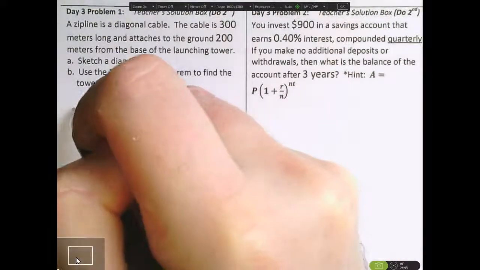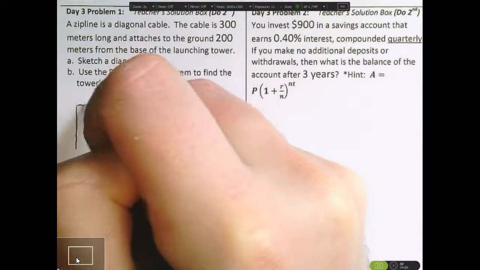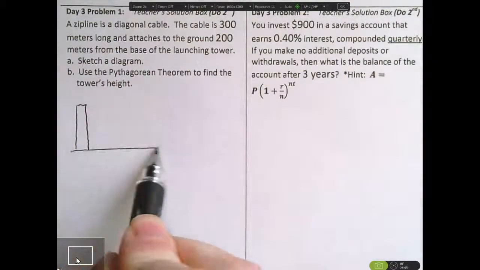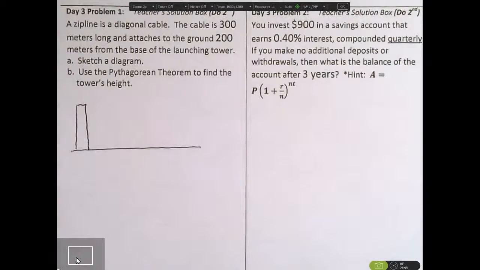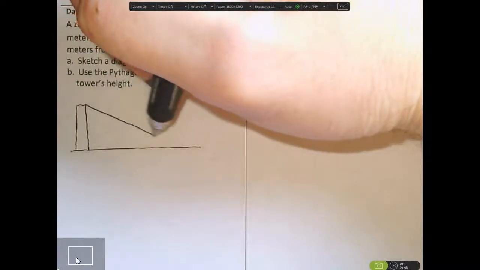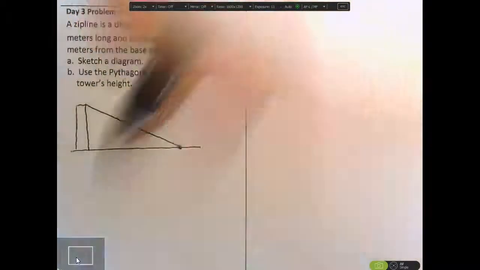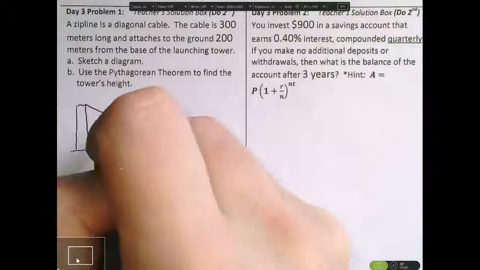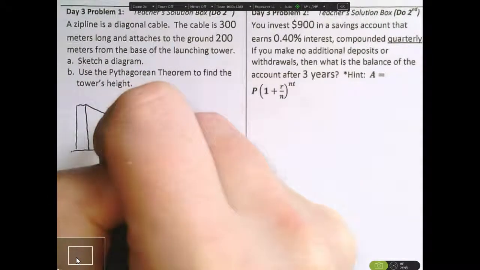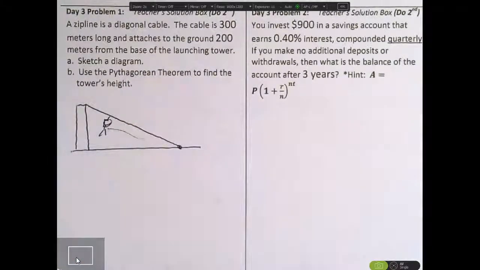So we need something to be a tower, and then the ground. And then there is a diagonal cable from the top of the tower to the ground. And then here's a little guy on the zip line. But anyway, what we have here is a right triangle.